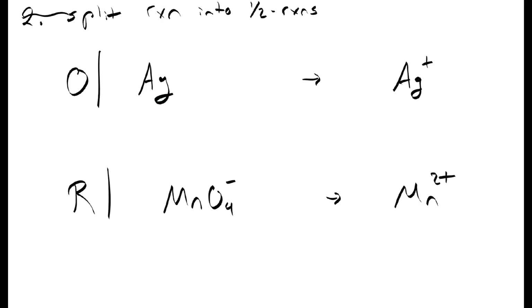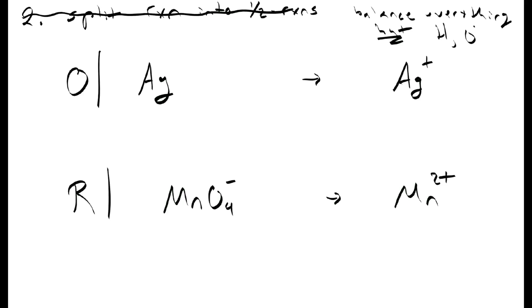So, now that we split it into half reactions, we balance everything but hydrogen and oxygen. Those are the only 2 we're not going to balance. We balance everything else. So, on the top, we balance silver. 1 silver on the left, 1 silver on the right. Done. Now we go to the reduction half reaction. 1 manganese and 1 manganese. We're done. Okay, that was easy.